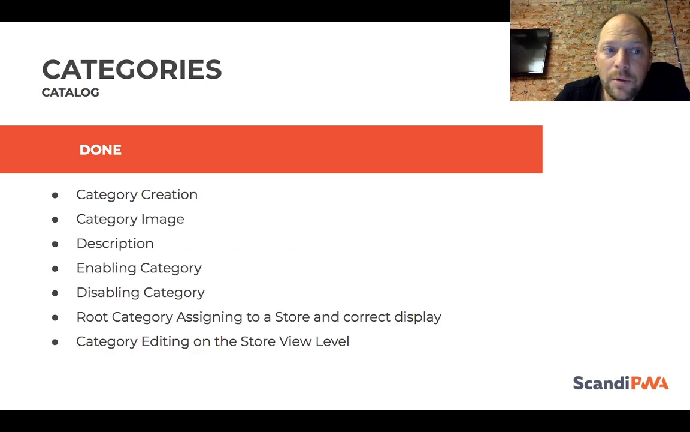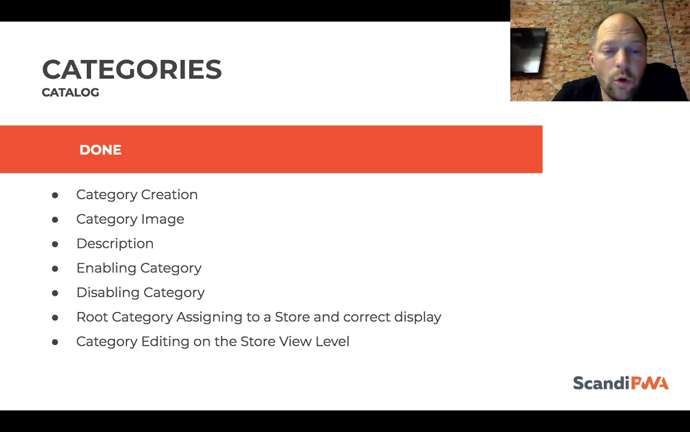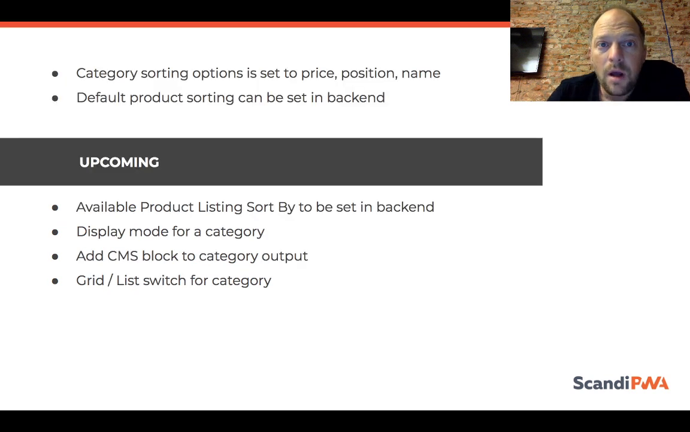Categories. What about category? Of course, you create a category and then we're aware of it. Category image description will be all shown on the category page if it's set up accordingly. Enabling, disabling, that's all will take effect in your ScandiPWA theme. And root category assigned into a store is also working because we support multi-store setup in Magento. Of course, category editing on store view level is working as well.